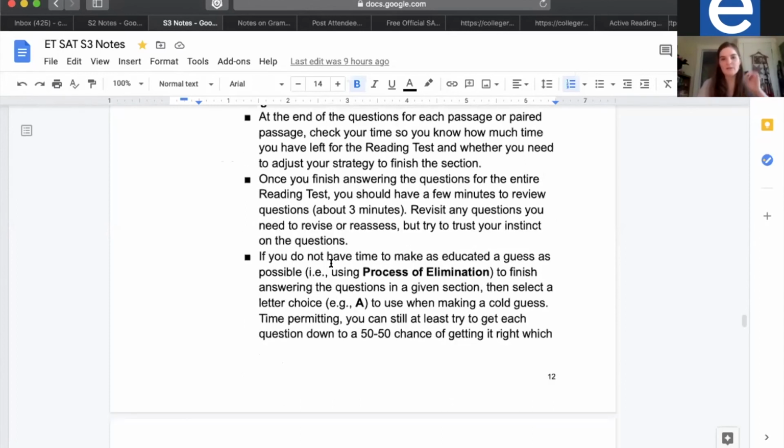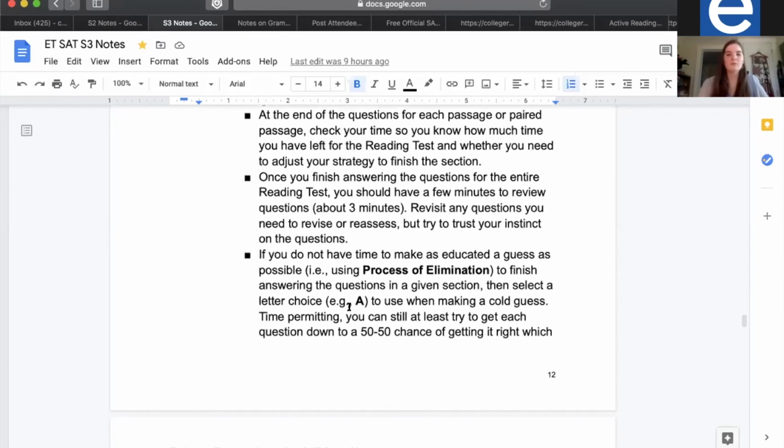Timing. At the end of the questions for each passage or paired passage, check your time so you know how much time you have left for the reading test and whether you need to adjust your strategy to finish the section. So if you've made it through three of the passages and you still have the paired passage and another single passage, you might want to start by reading the first few paragraphs, the last few paragraphs, and the topic sentences in order to finish on time if you're really running out of time. That's where you would adapt based on your timing, and why timing is so critical, because it allows you to adjust based on your needs or particular circumstances in the test.